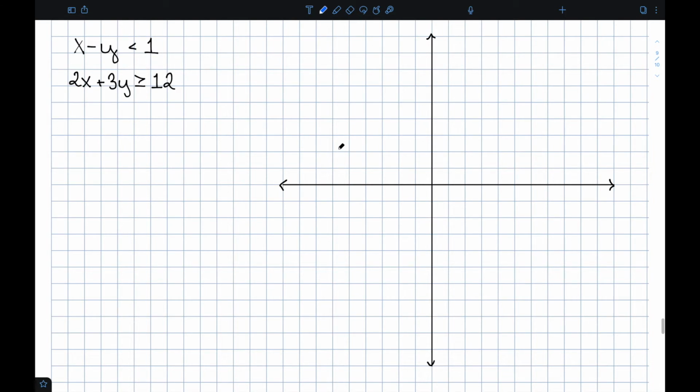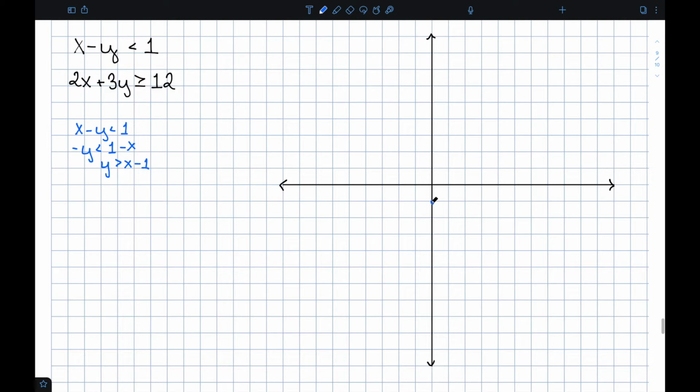Here I have the system x minus y is less than 1 and 2x plus 3y is greater than or equal to 12. Let's start with this one. I'm going to solve this for y. I'm going to move x to the other side to get negative y is less than 1 minus x. And then multiply through by negative 1 to get y is greater than x minus 1.